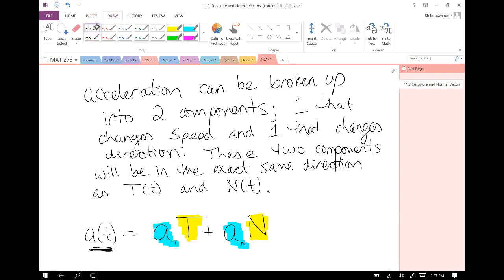These two pieces right here, the a sub t and the a sub n, these are the tangential and normal components of acceleration. The a sub t and the a sub n.